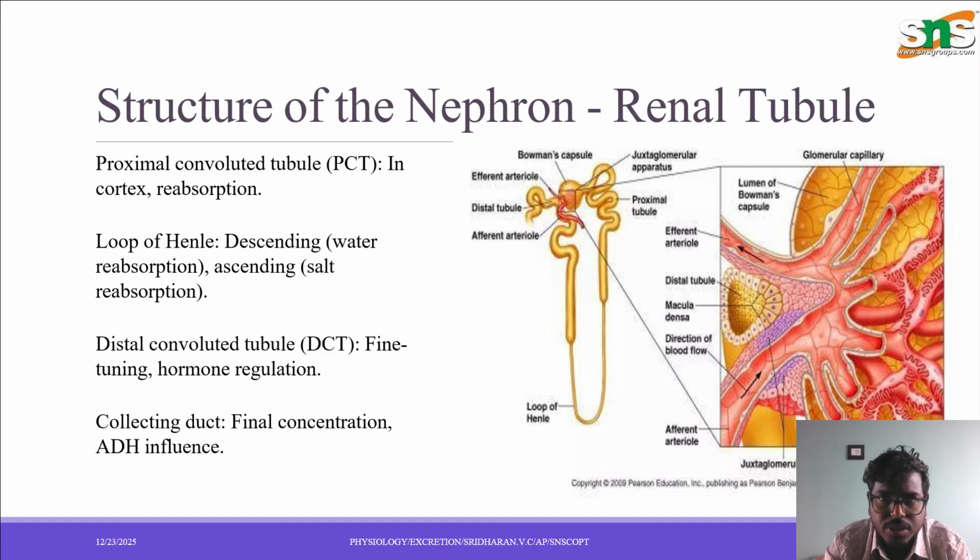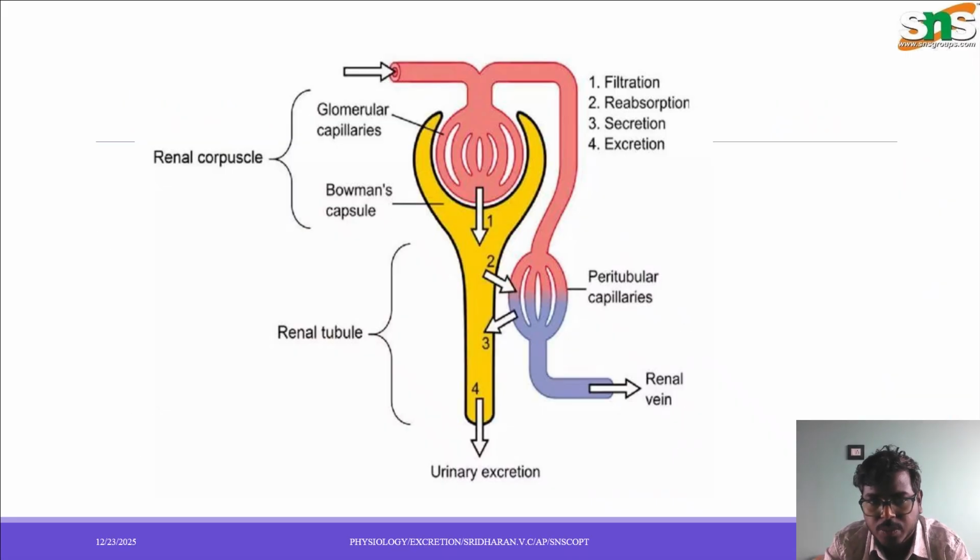Next, we're going to see the renal tubule, which consists of the proximal convoluted tubule, the loop of Henle, and the distal convoluted tubule. The proximal convoluted tubule is present in the cortex region and helps in reabsorption. The descending loop of Henle helps in water reabsorption, and the ascending limb helps in salt reabsorption. The distal convoluted tubule helps in fine tuning and hormone regulation. The collecting duct helps in the final concentration of the urine, which is influenced by the ADH hormone.